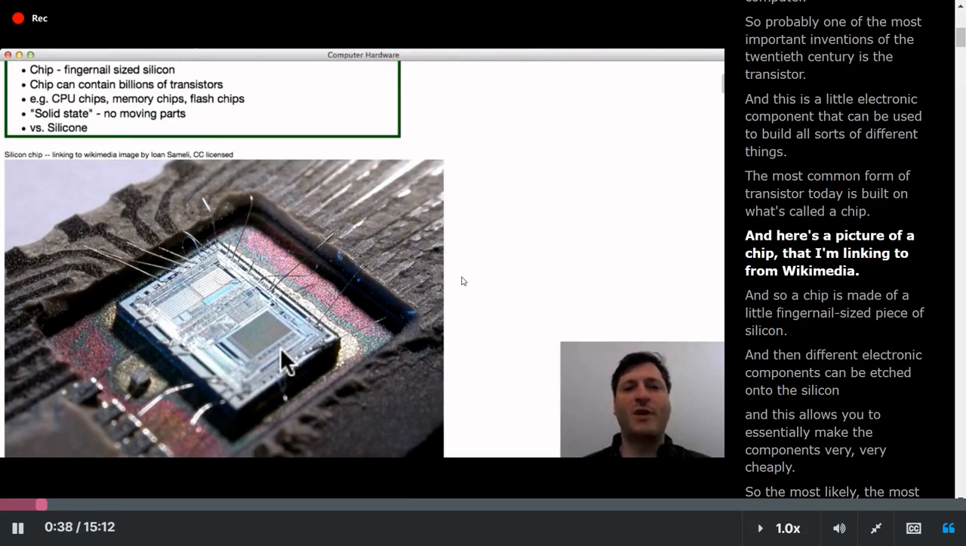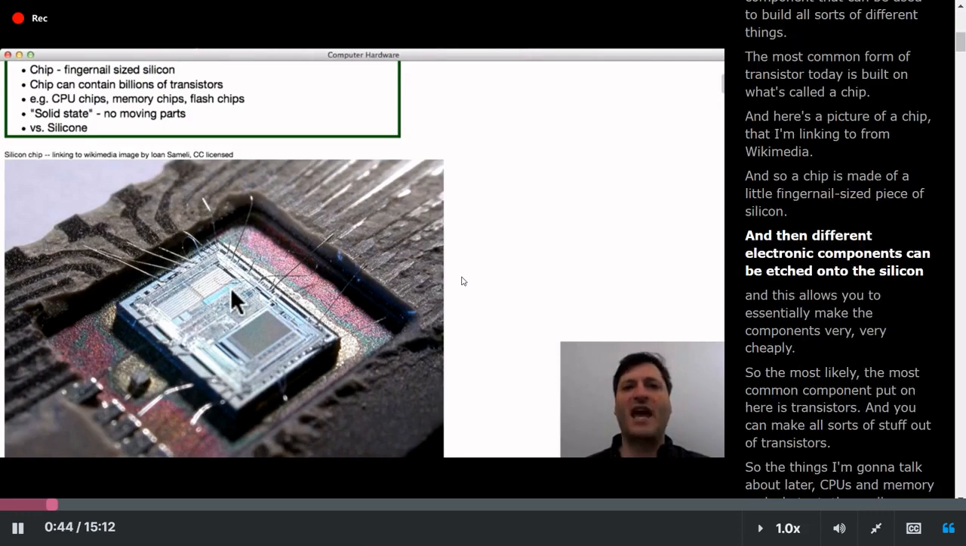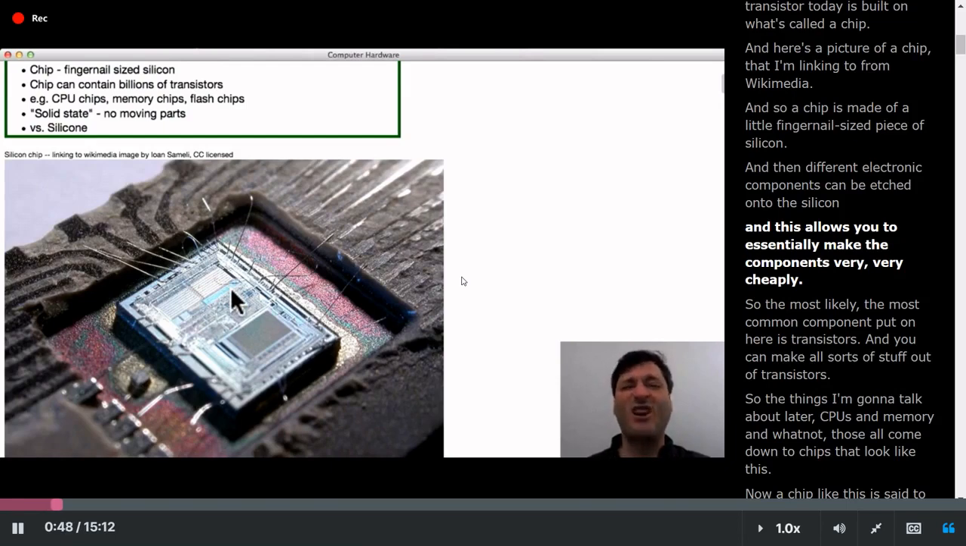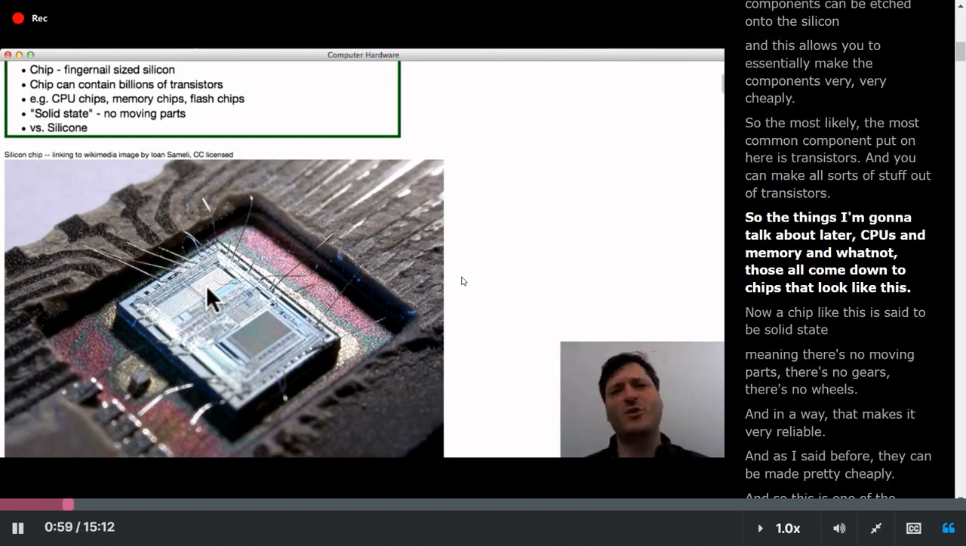A chip is made of a little fingernail-sized piece of silicon. And then different electronic components can be etched onto the silicon. This allows you essentially to make the components very, very cheaply. The most common component put on here is transistors, and you can make all sorts of stuff out of transistors. The things I'm going to talk about later, CPUs and memory and whatnot, those all come down to chips that look like this.